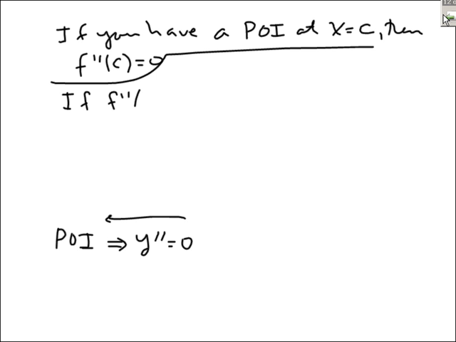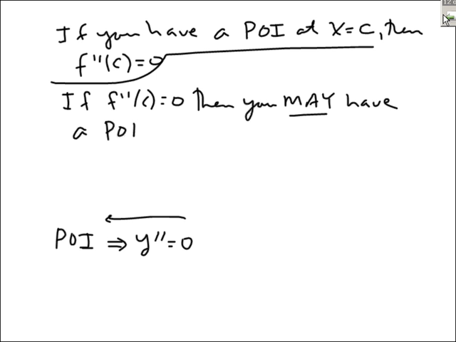If f double prime of c equals 0, then you may have a point of inflection at x equals c. But notice what the first one says. It says every time you have a point of inflection, not sometimes, not most times, every time you have a point of inflection at c, the second derivative is 0. So, if the second derivative is not 0, you do not have a point of inflection.